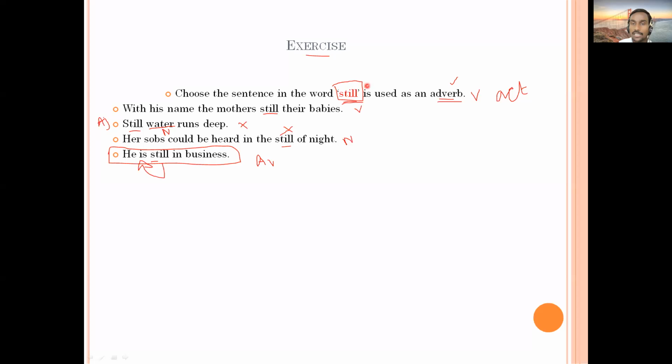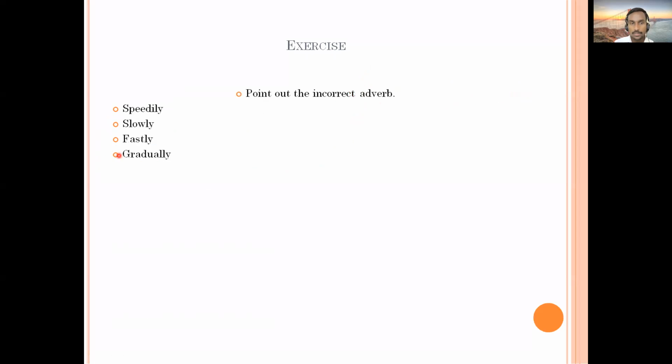So the same word still can be used as a verb, noun, adjective or adverb also, but here you are asked to find out the sentence in which still is used as an adverb, and so option 4 is the right one here. Okay, then let's go to the next one.